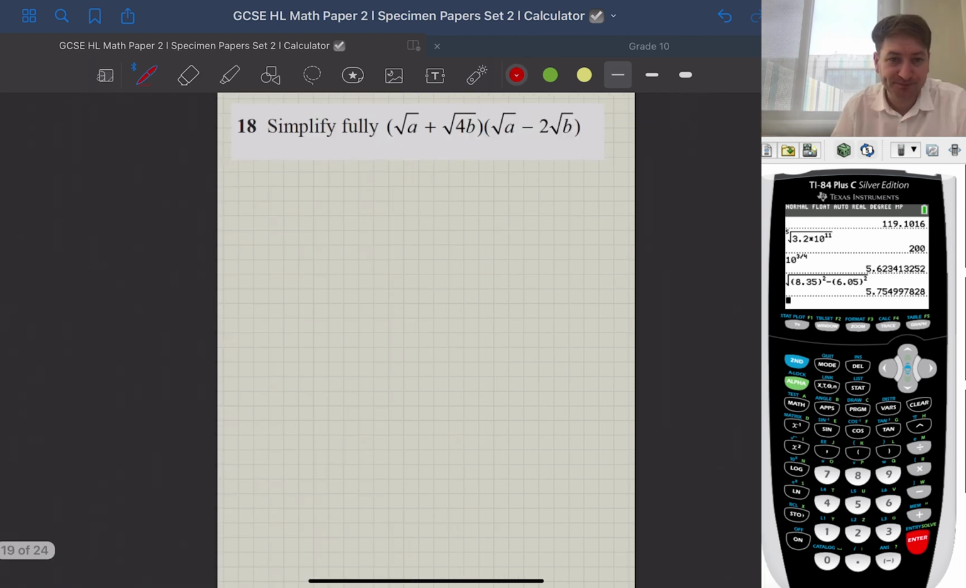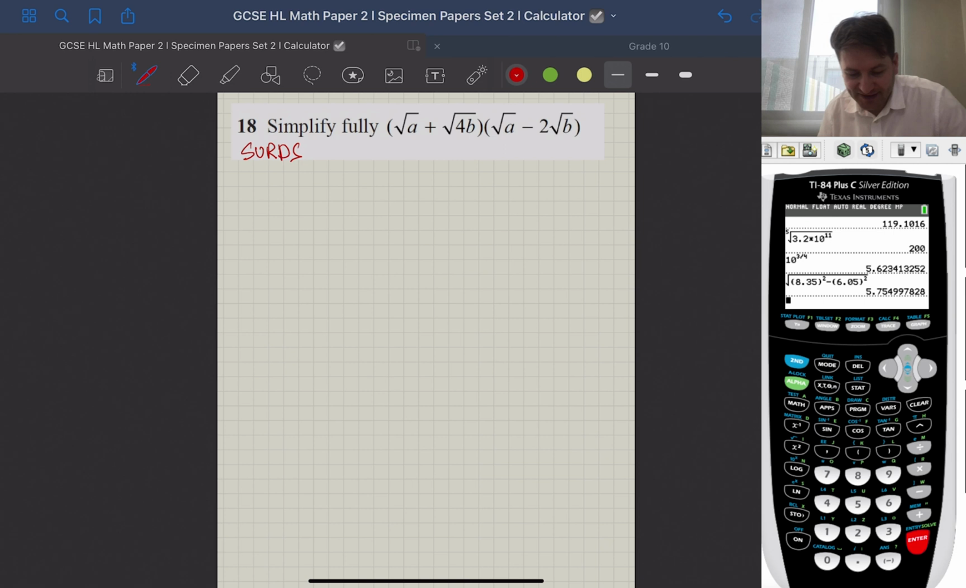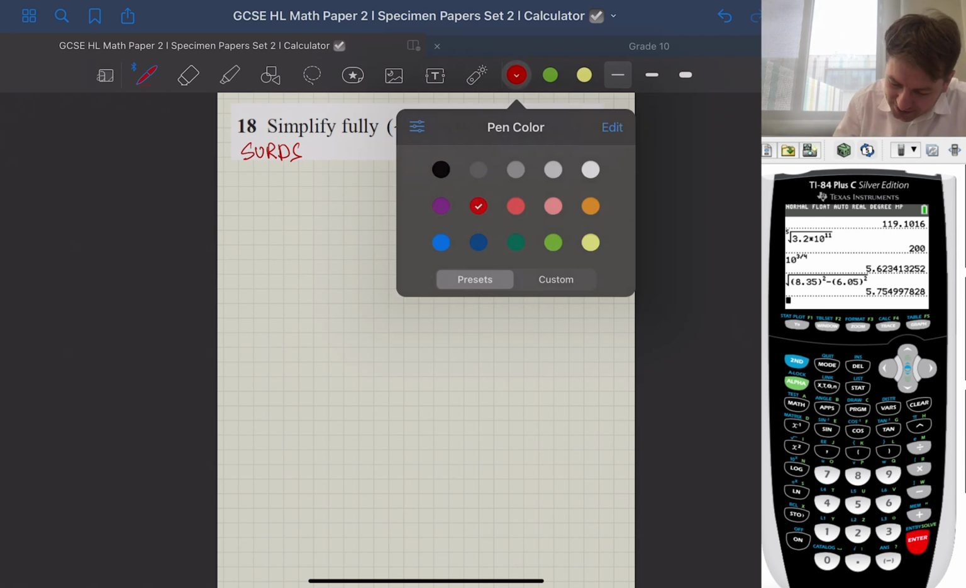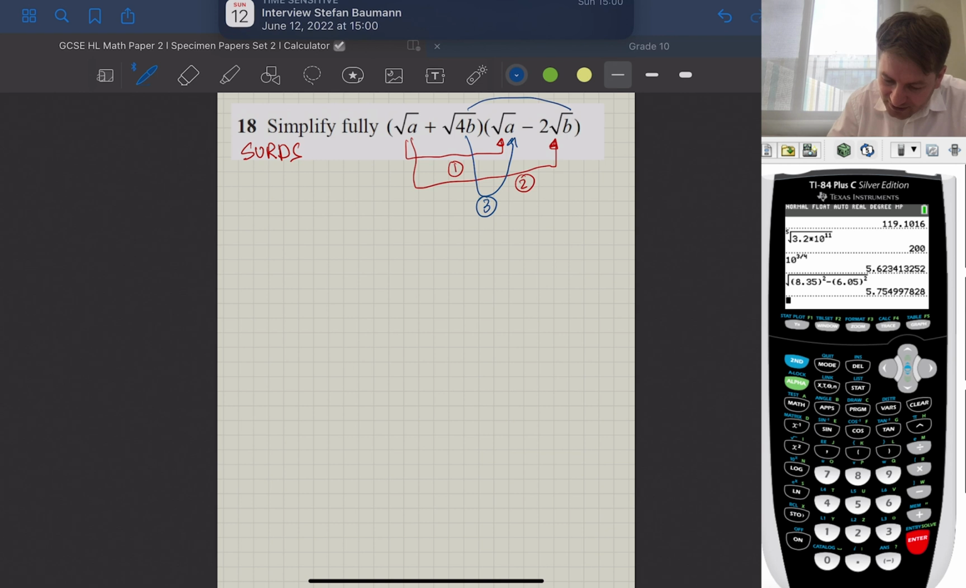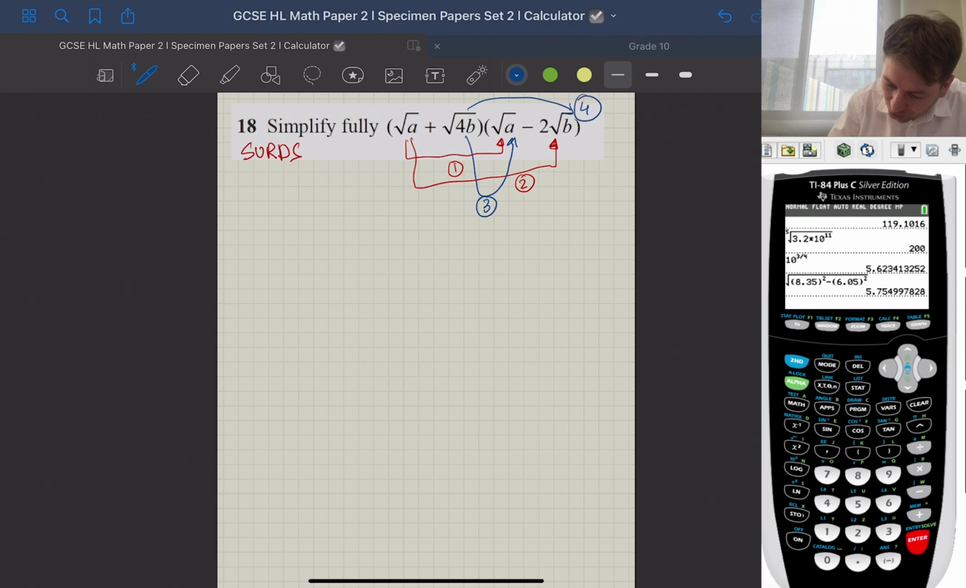Next. All right, we're dealing with some algebra and surds. This is surds and expanding a double bracket. So when it comes to this, let's do it step by step. This is going to be our first multiplication. This is going to be our second multiplication. Then we're going to have number 3, and then number 4. Okay, there we go.